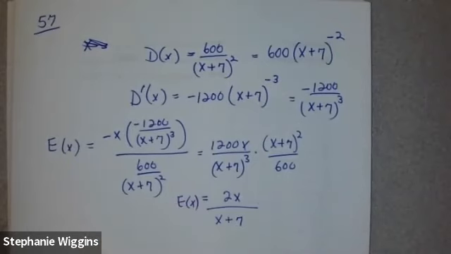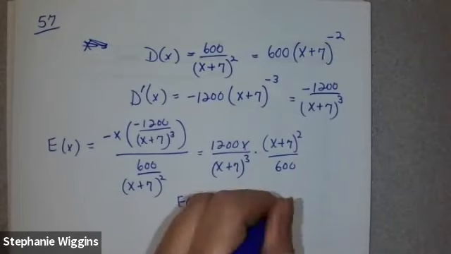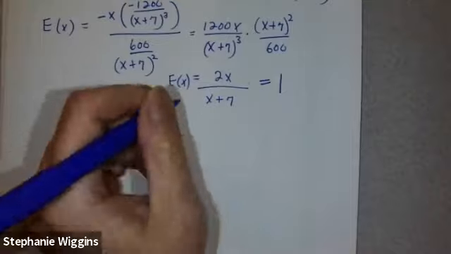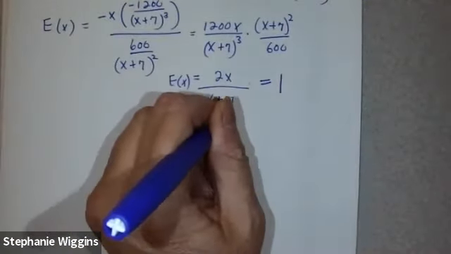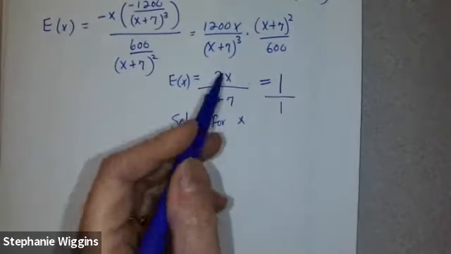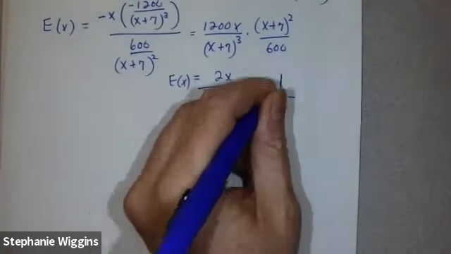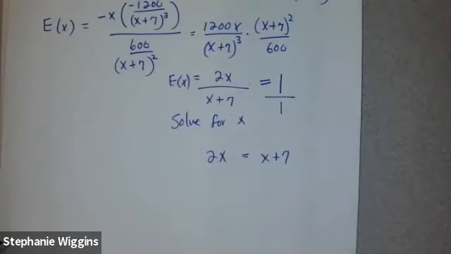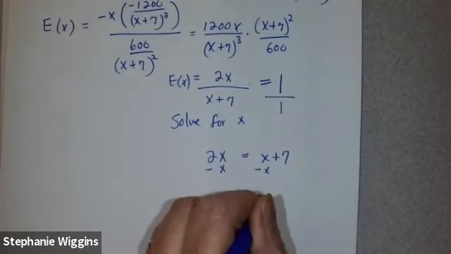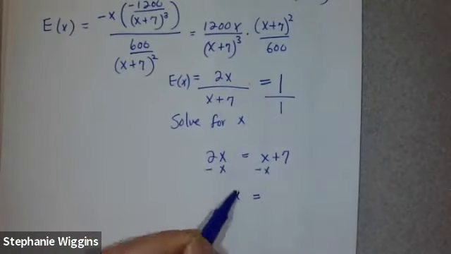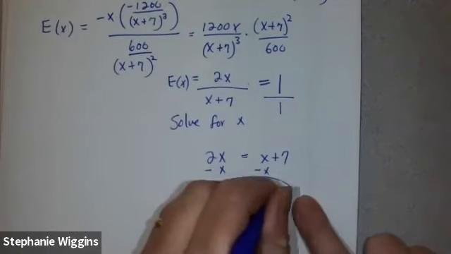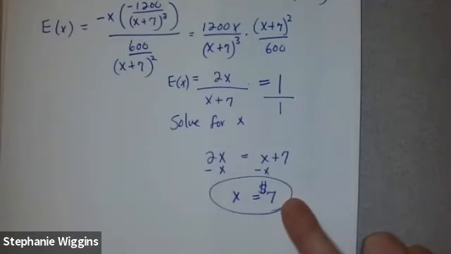So we want to maximize revenue. So in order to maximize revenue, you set it equal to 1 and then solve for x. So you can cross multiply. Think of this as 1 over 1. 1 times 2x is equal to 1 times (x + 7). And so we subtract x from both sides, and we get that 2x minus x is x, so x equals 7. So this is what we have to set our price at in order to maximize revenue.